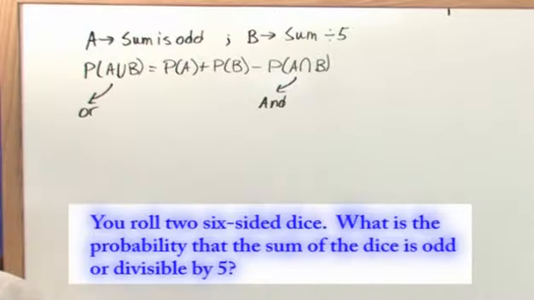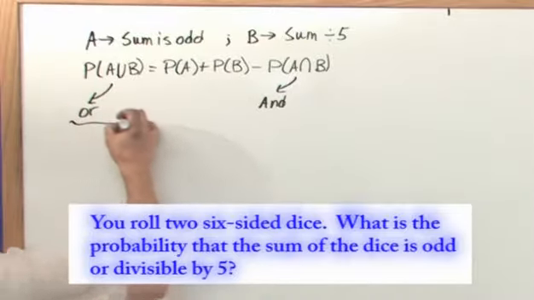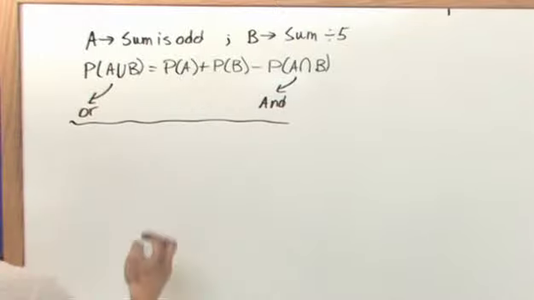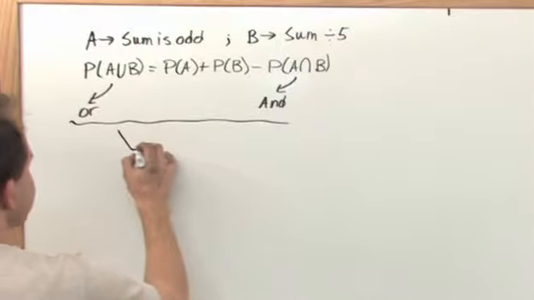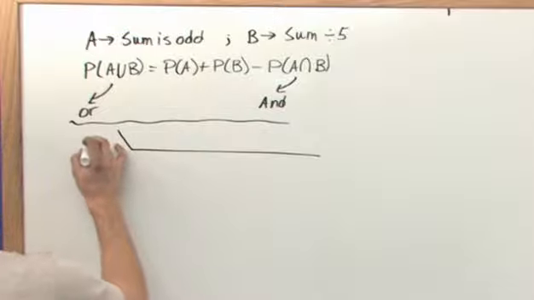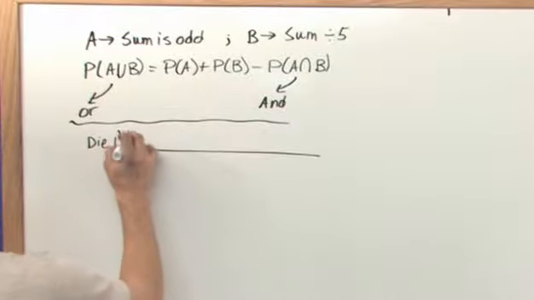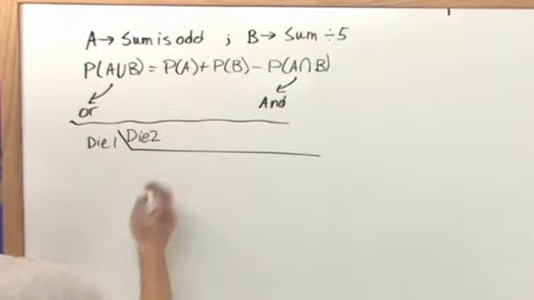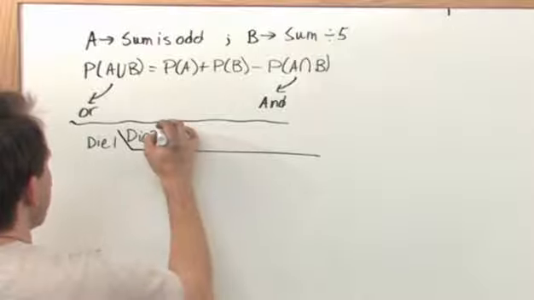Because everything is involving a sum for the events A and B, what we're going to do is actually write a little table here. Let me draw a little line. And the way we're going to do this is I'm going to have something like this. Okay? Die 1, die 2. Okay?